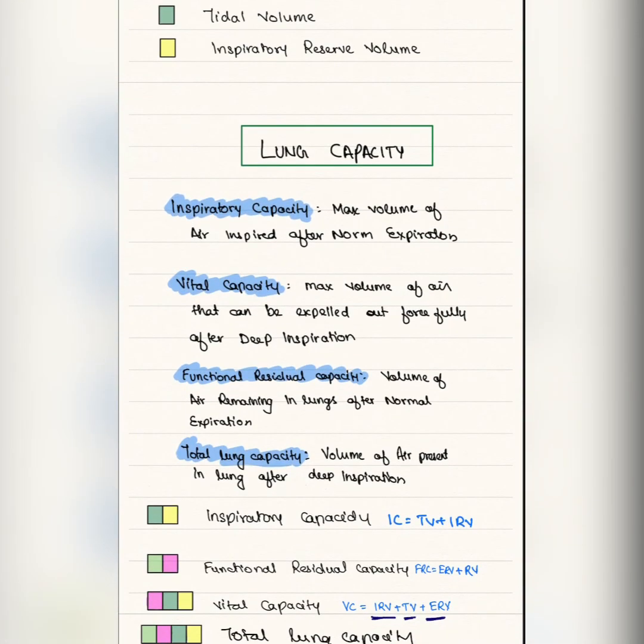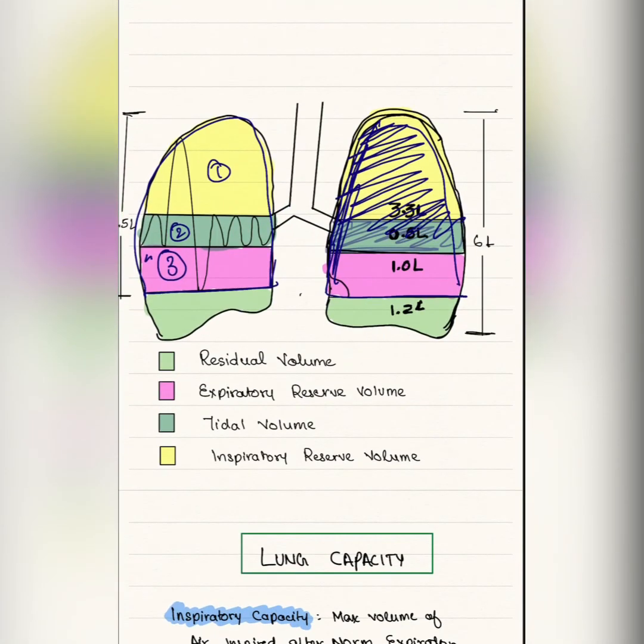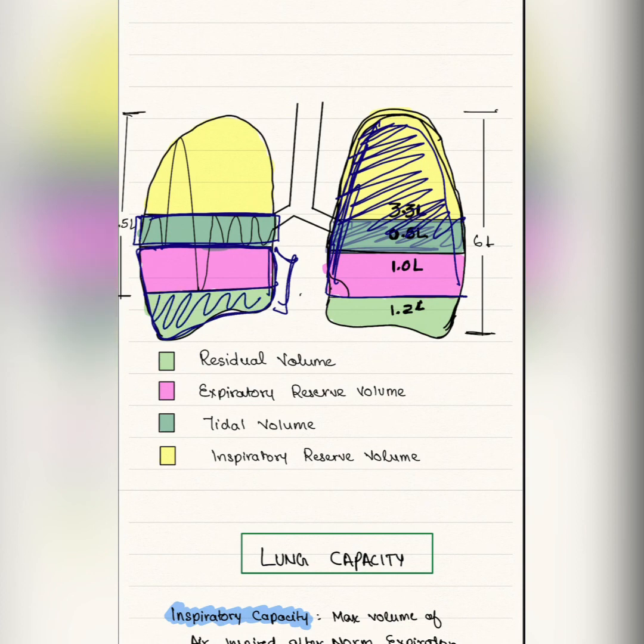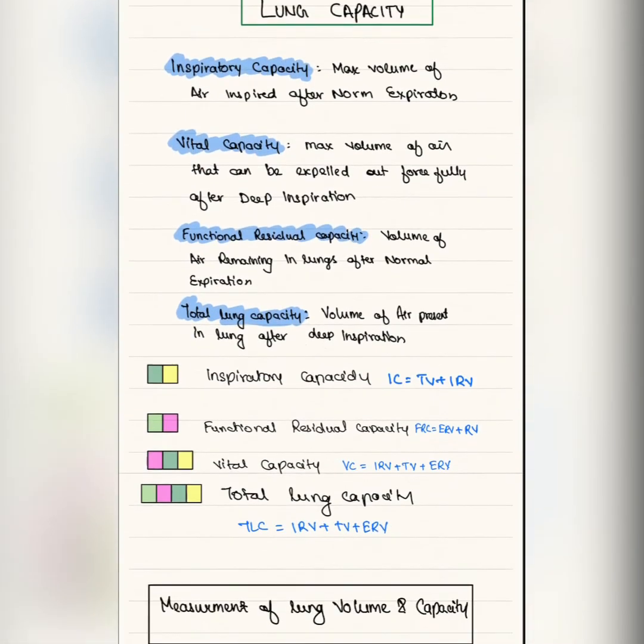The next is functional residual capacity, which is the volume of air remaining in the lungs after normal expiration. Means we can see that after normal expiration, means after removal of the tidal volume, the amount of air that is left in the lung is this much. That is functional residual capacity, which includes residual volume, this green one, and expiratory reserve volume.